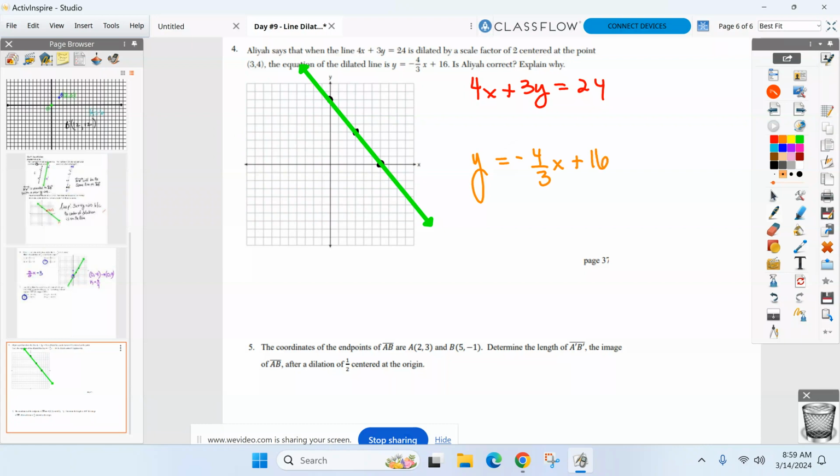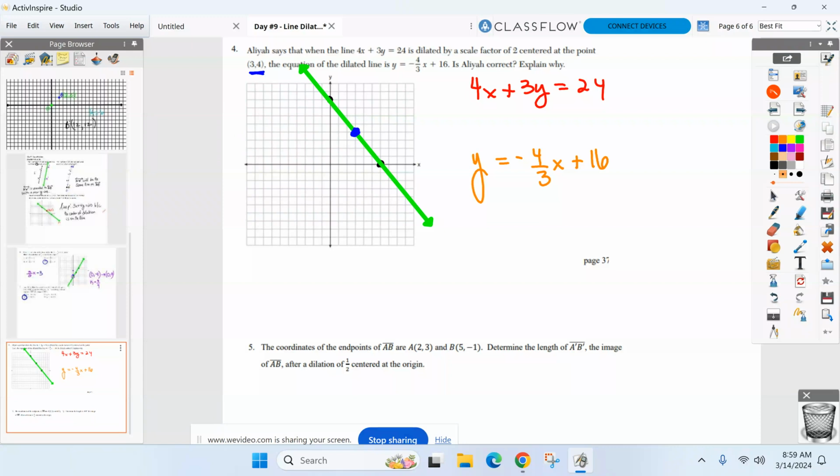Okay, first thing, try to dilate it yourself by 2. But wait a second, we're dilating around a center of (3, 4). Where'd (3, 4) land? On the line. So we know after a lot of discussion today, here's where the new line should have been, right? 4x + 3y = 24. That should have been the answer. But hold off the brakes here on saying she's incorrect.